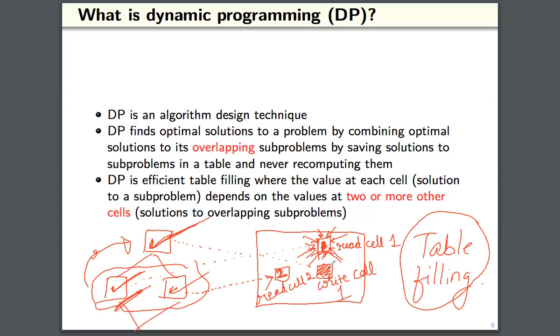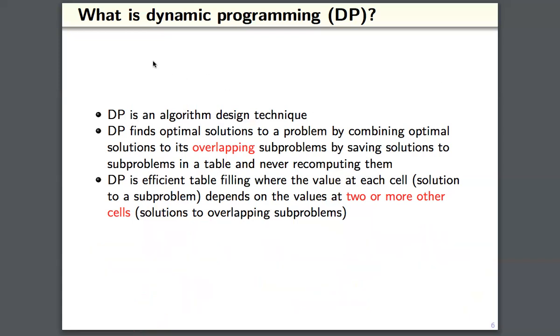Writing means execution, computing it. Reading means reusing the result. You're reusing the stored result, right? We are cutting away recomputations and using the stored result. Hence, we are storing it in a cell and reading it again and again, okay? So this is the strong relationship between DP, overlapping subproblems, recurrence, table, cells, and so on. All these are related.